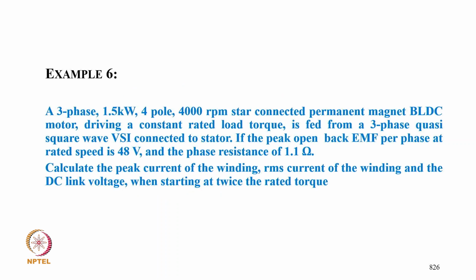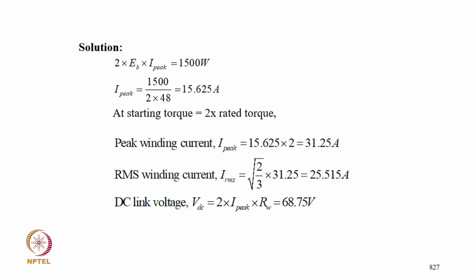So example 6: a 3-phase 1.5 kilowatt 4-pole 4,000 rpm star connected permanent magnet brushless DC motor driving a constant rated torque is fed from a 3-phase quasi square wave VSI connected to the stator. If the peak open circuit EMF per phase at rated speed is 48 volt, and the phase resistance is 1.1 ohm, calculate the peak current of the winding, RMS current of the winding, and the DC link voltage when starting at twice the rated torque.